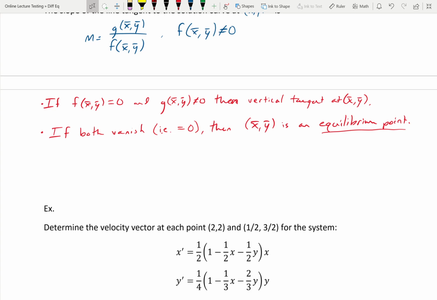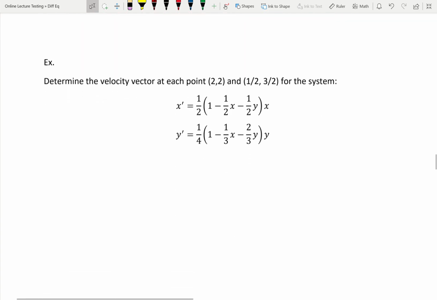So let's look at this particular problem now, and we're going to graph the phase plane in just a little bit too. Determine the velocity vector at each point, (2, 2) and (1/2, 3/2), for the system.